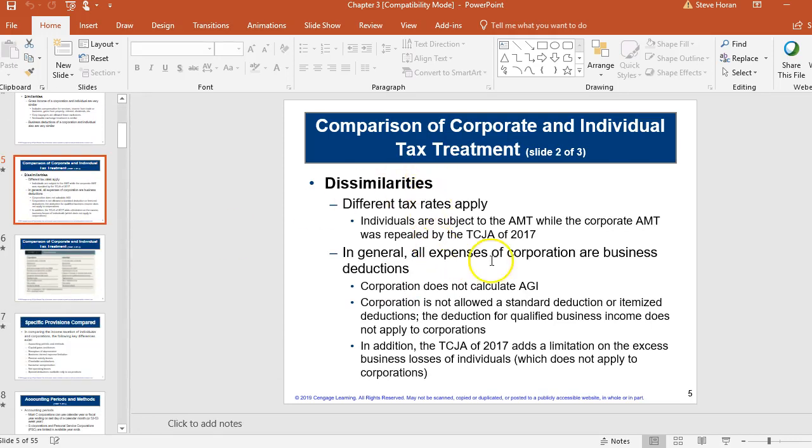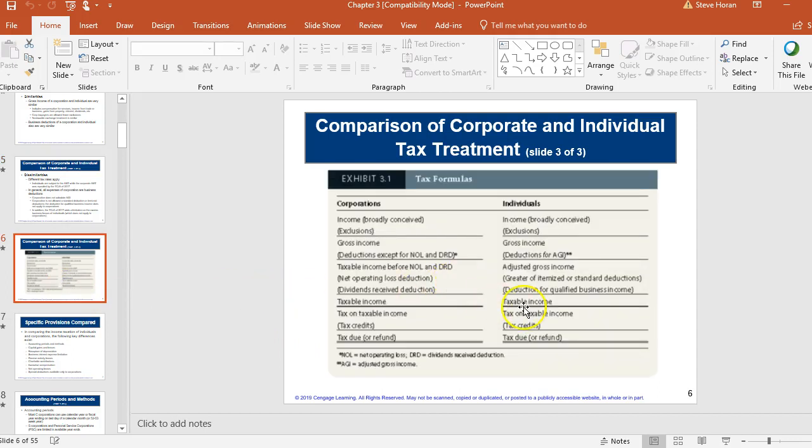The dissimilarities are right here. Individuals are subject to AMT tax. The corporate AMT tax, though, was repealed with the Tax Cuts and Jobs Act of 17. In general, all expenses of corporations are business deductions. Okay, so a corporation does not compute AGI. They don't have a standard deduction or itemized deductions like individuals do. And then also the TCJA adds a limitation to the excess of business losses of individuals, which does not apply to corporations.